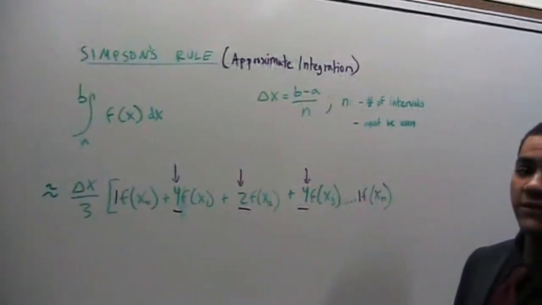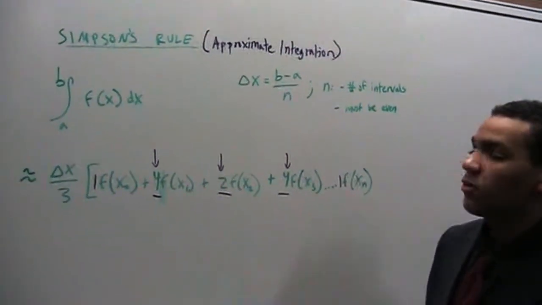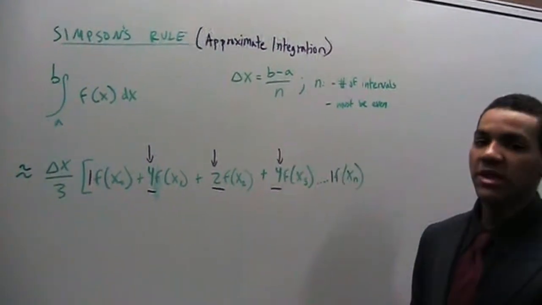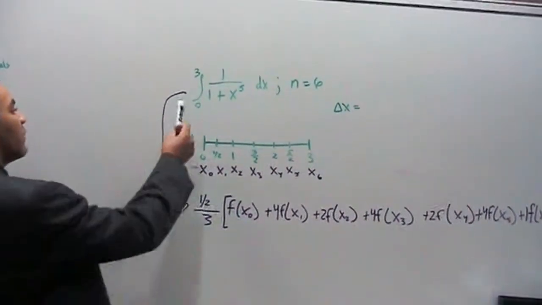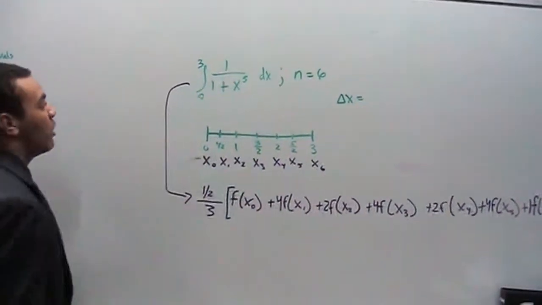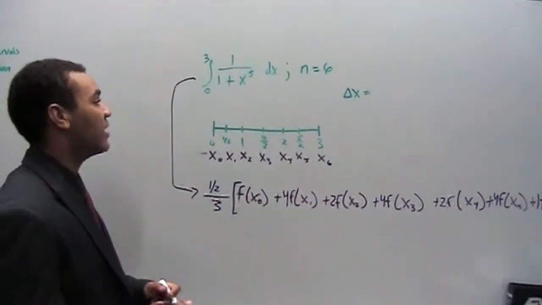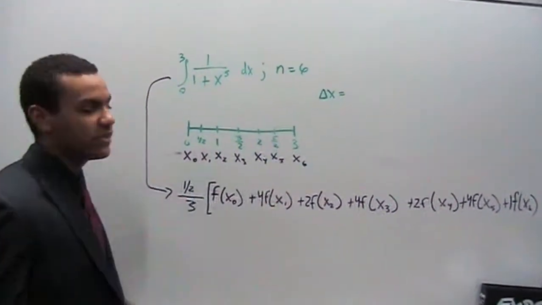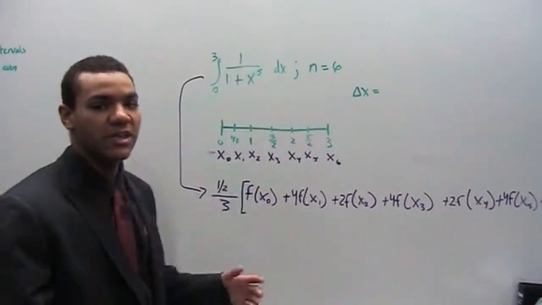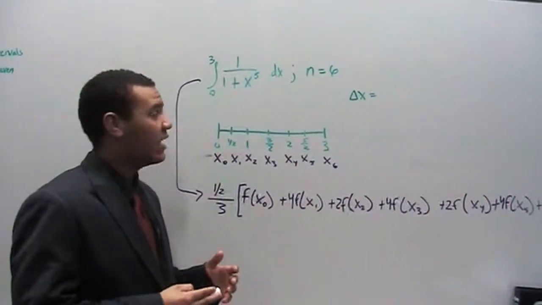So I know this sounds confusing, but hopefully a sample problem will make it more clear. Here's our sample problem: the integral over the interval from 0 to 3 of 1 over 1 plus x to the 5th dx, with n equal to 6. And this is all part of the original equation. We haven't done any math just yet.